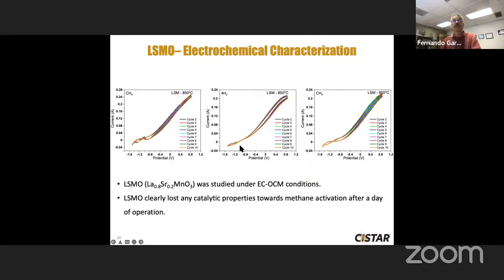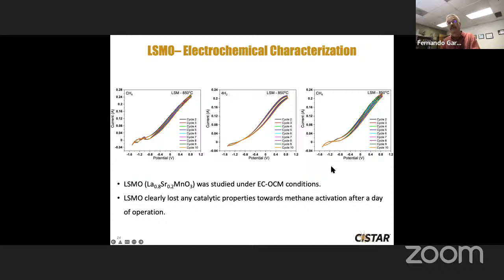Looking at our electrochemical characterization of this, as we sweep, you can see there's a zero here, and the zero current corresponds to whether the system is producing current in this direction or whether we're having to actually supply current. On the first few cycles there is activity, but as we cycle back and forth, the material is eventually reduced in methane environments, in hydrogen environments. We also get reduction and it doesn't recover. So it loses its catalytic properties towards methane activation after a day of operation.